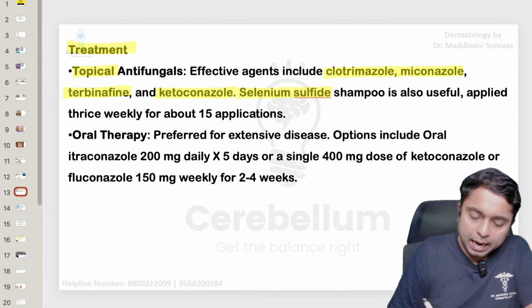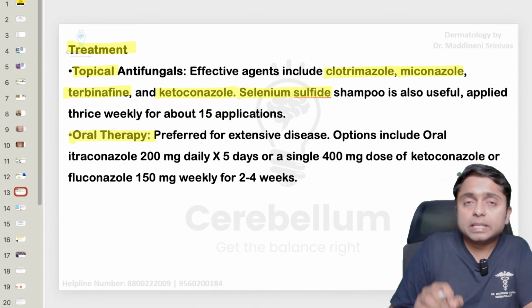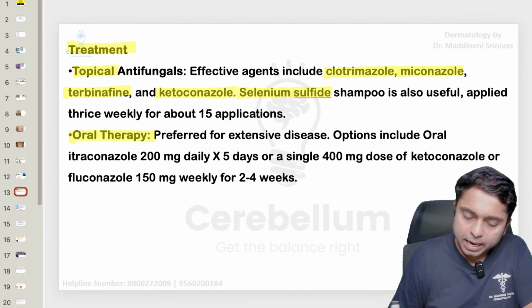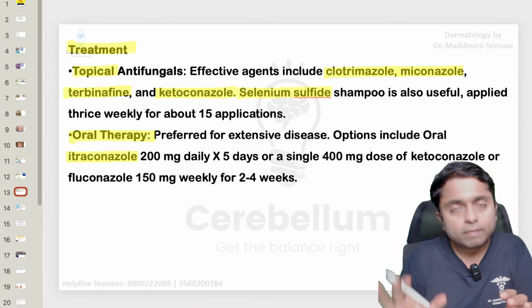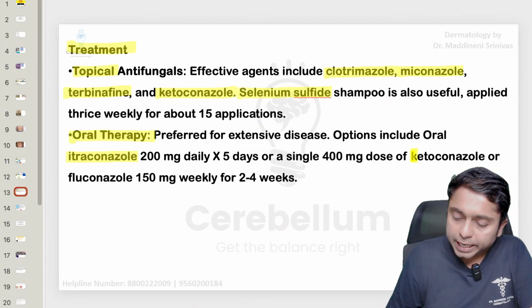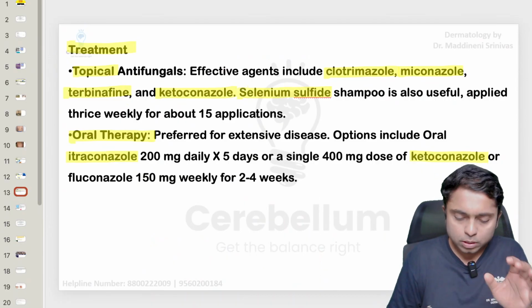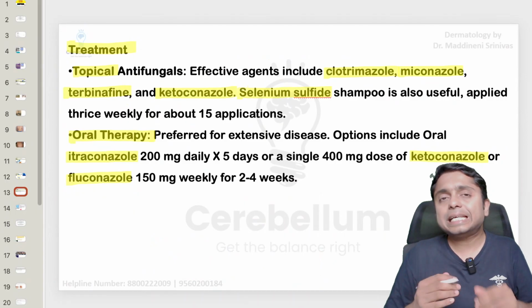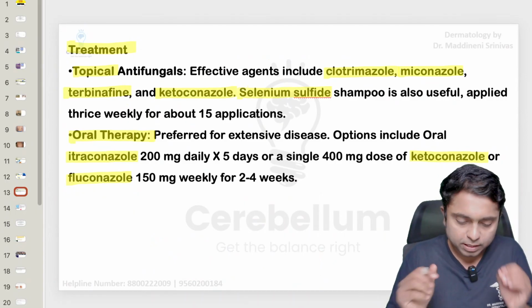Okay, and remember oral therapy: if it is extensive, then only are we going to advise oral therapy, oral itraconazole. Doses are not very important for you. Just remember the name of the medications: itraconazole. Ketoconazole was previously asked, but now it is not so routinely used, and even fluconazole. These are the oral medications which are available for the treatment of pityriasis versicolor.